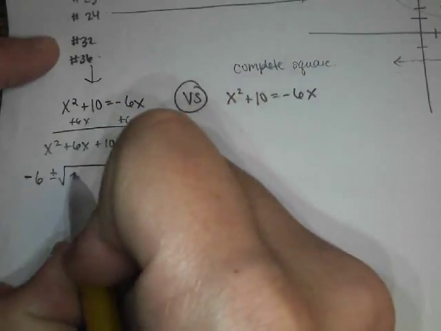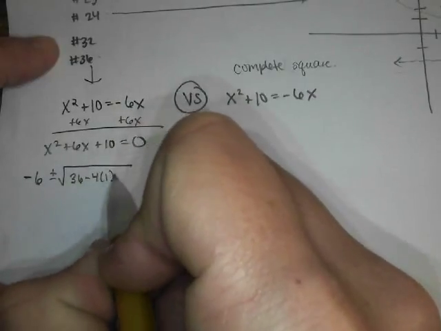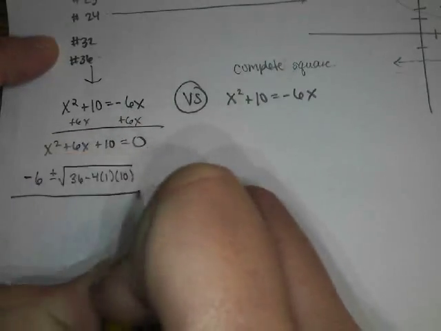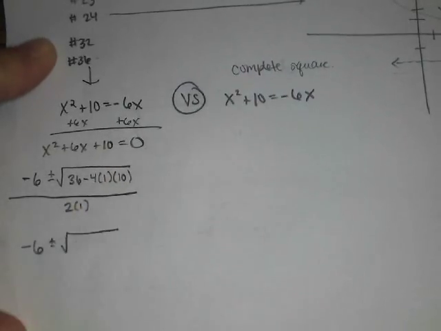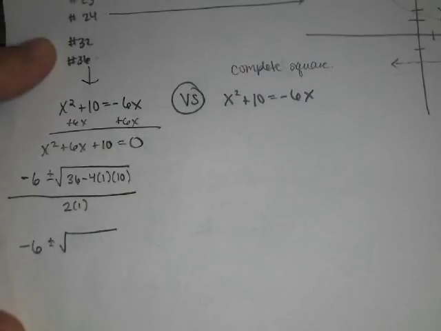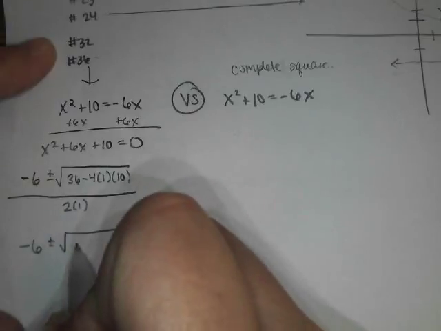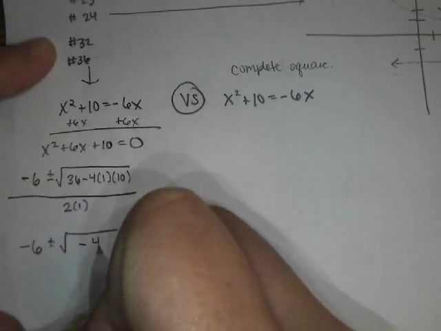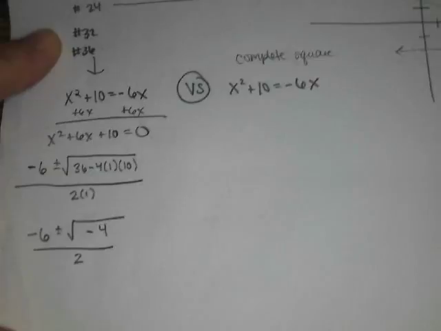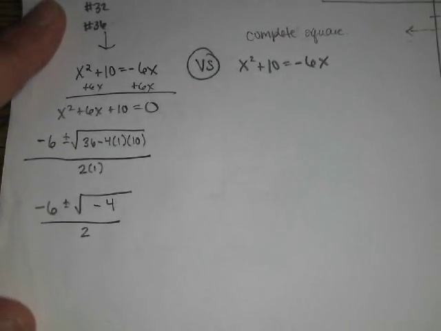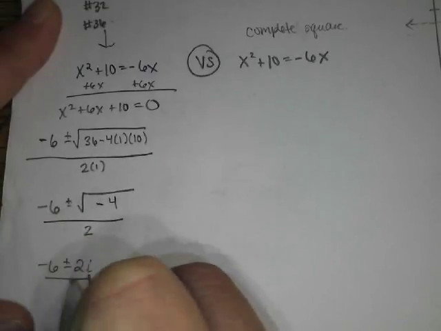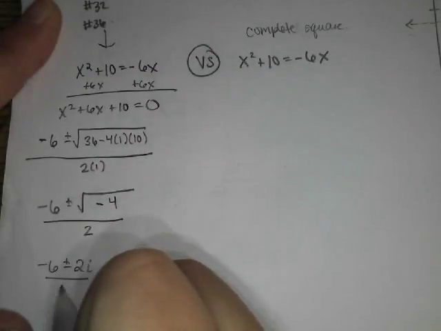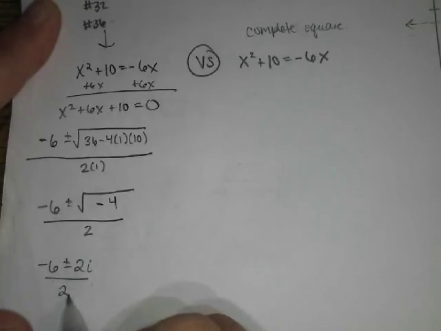And the discriminant, 36 minus 40, I would type that into your calculator just to be safe, but it's going to give me negative 4, all over 2. And simplifying, what's the square root of negative 4? 2i. And as long as both of those terms are reducible with 2, I can do that. Are they? Yes. So they both can be divided by 2 to leave me with negative 3 plus or minus i as my 2 solutions.